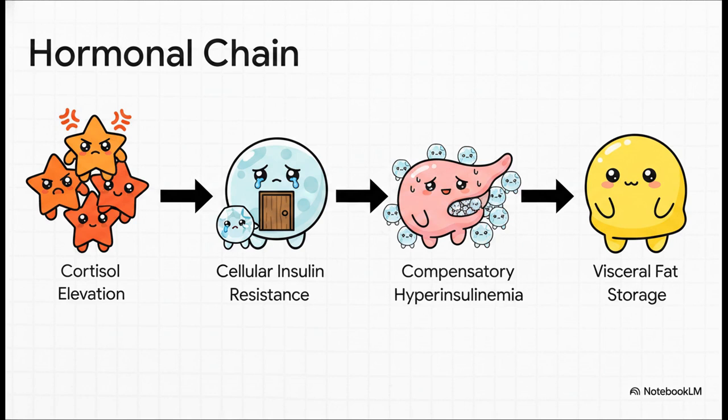Let's break down this pathophysiological chain reaction. First, sustained cortisol elevation from things like sleep deprivation directly causes cellular insulin resistance by suppressing GLUT4 in your muscle and fat cells. Because those cellular doors are essentially locked, blood glucose stays high. The pancreas senses this and goes into absolute overdrive, resulting in compensatory hyperinsulinemia. And when you combine that excess insulin with high cortisol, it strongly drives targeted visceral fat storage.